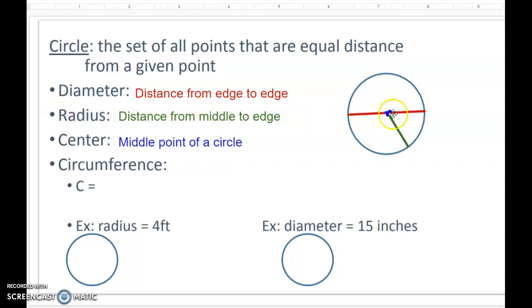Okay, anyway, so the green line from the edge to the middle, this is our radius. The next vocab word here is the middle point of a circle. That's called the center. That seems pretty logical. That makes sense.